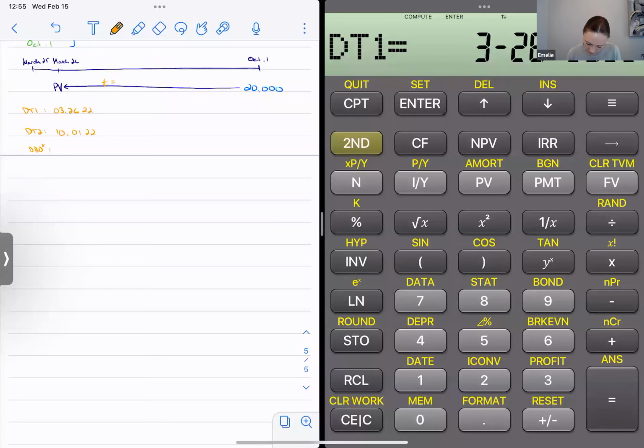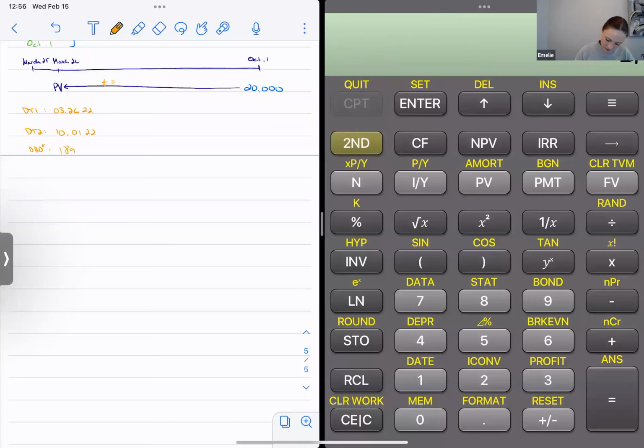What happened? Oh, 2020. Okay, that's bad. 10/01/22. Enter. Now days between dates, 189. It was the negative dates that I did not like. So 189.